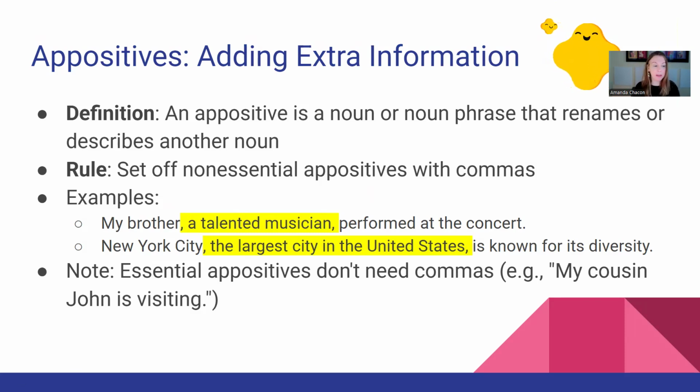An example would be my cousin John is visiting. You wouldn't say my cousin, comma, John, comma, is visiting, because John is essential to the sentence.